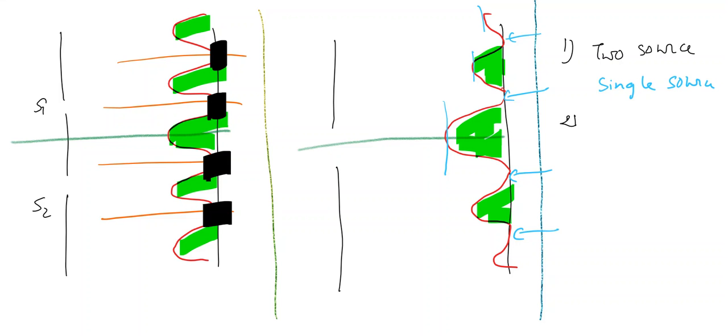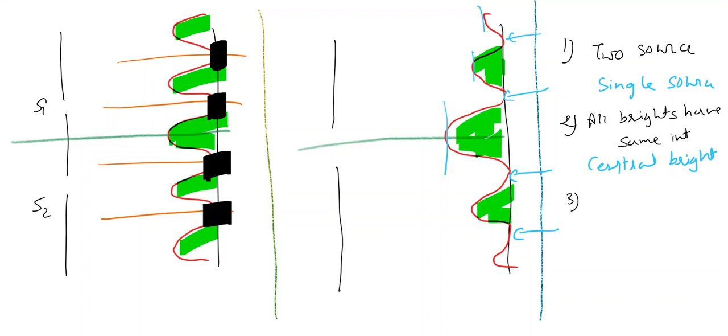Next, all brights have the same intensity in case of interference pattern, whereas in case of diffraction, the central bright has maximum intensity and then intensity decreases.